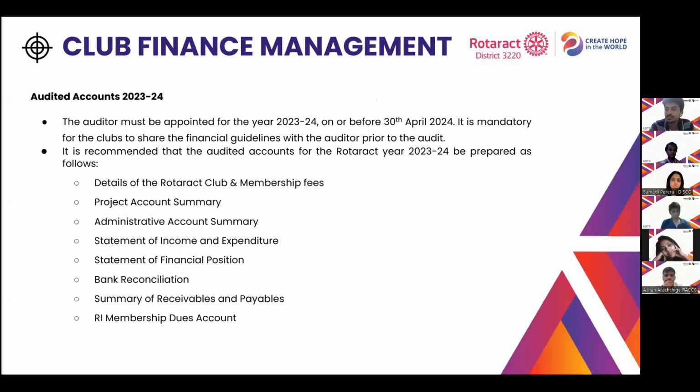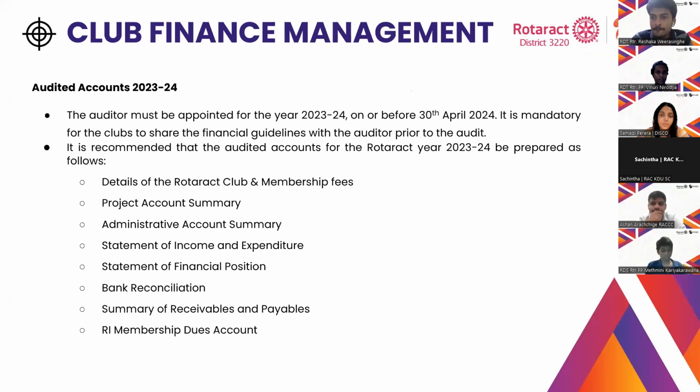So the audited accounts for last year will have to be submitted to the district by the end of August. Likewise, for the audited accounts for the year 23-24, you will have to appoint an auditor for your year on or before 30th of April 2024, which is next year. And before the audit, make sure that you always share the financial guidelines that you are following in your club with the auditor as well, so that they can go through them and familiarize themselves with those financial guidelines.